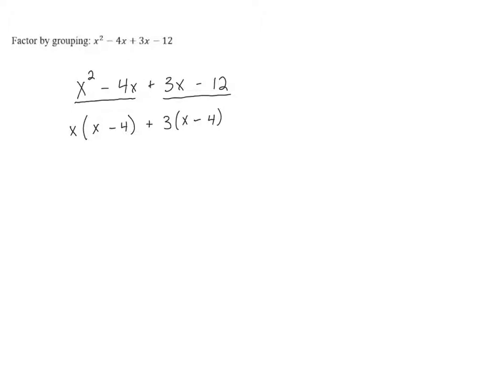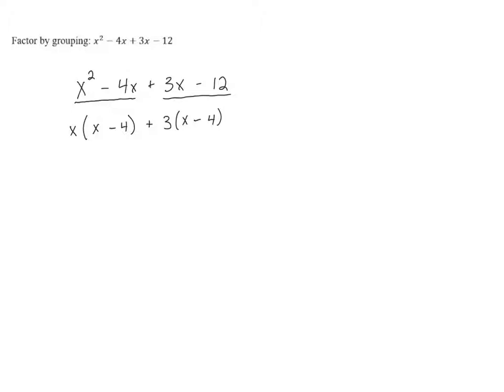And when we've done that, we hopefully notice something interesting. If you look at the 2 groups, each one of the groups has a factor of x minus 4. I call it a factor because it's being multiplied by the x and it's being multiplied by the 3. So both of the groups have a factor in common. I hope you see where this is going. Whenever we have a common factor, we usually pull it out.